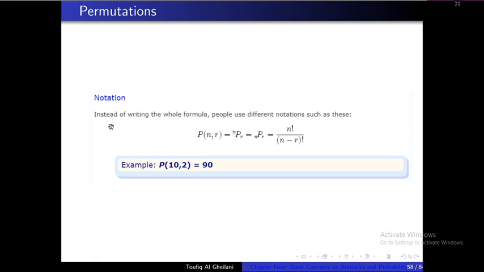Notations. Instead of writing the whole formula, people use different notations such as these. P(n, r), or n permutation r, equals n factorial over (n minus r) factorial. Example here.